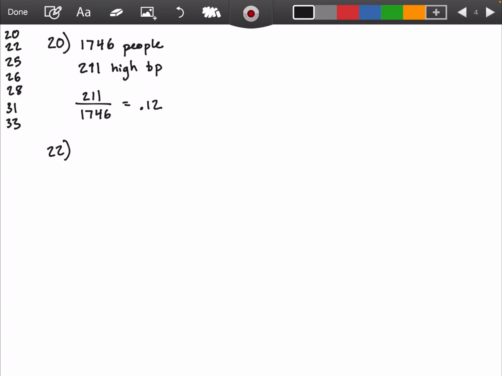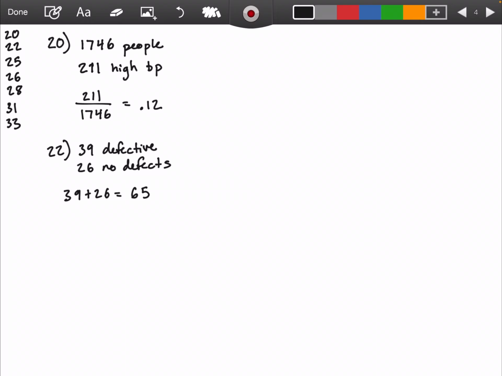A sample of 4 different calculators is randomly selected from a group containing 39 that are defective and 26 that have no defects. What is the probability that all 4 of the calculators selected are defective? Okay, so let's see. So 39 are defective and 26 have no defects. I need to know how many total there are. 65.